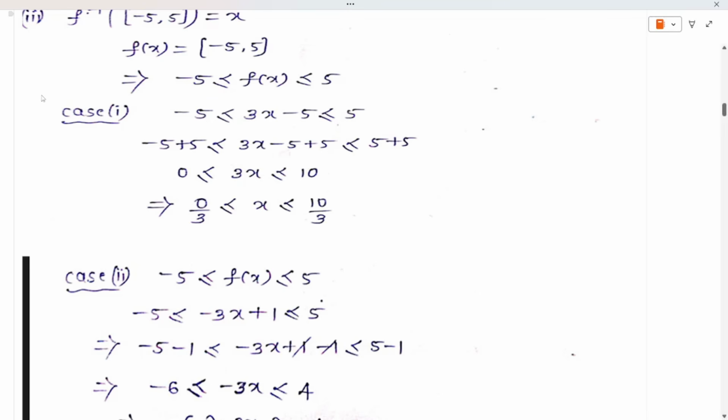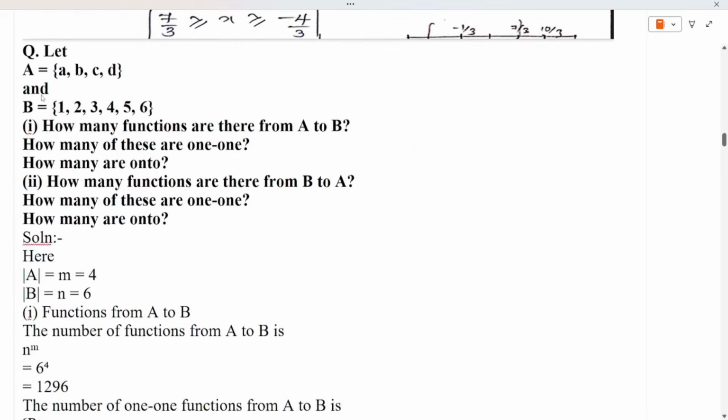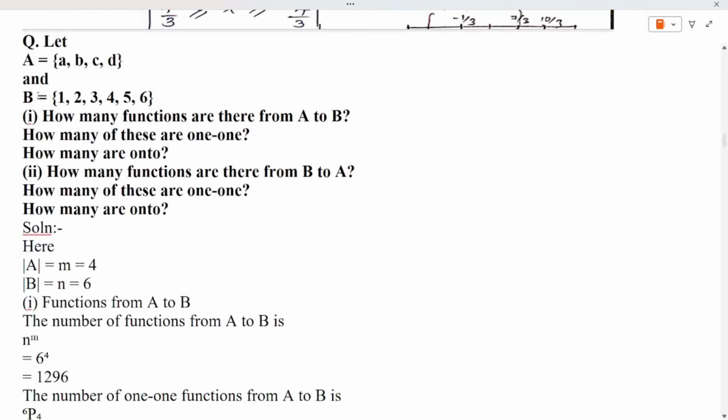And next question, if we go, is based on this. A, B, C, D is given, and here it is given 1, 2, 3, 4, 5 and 6. How many functions are there from A to B?